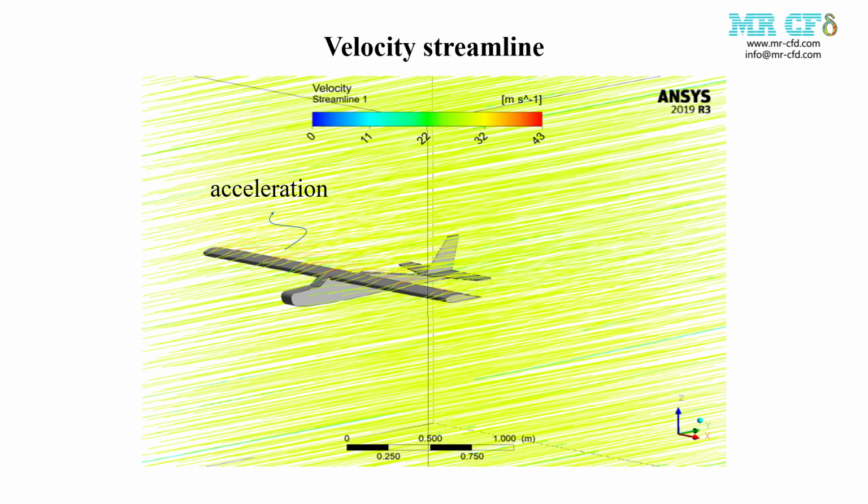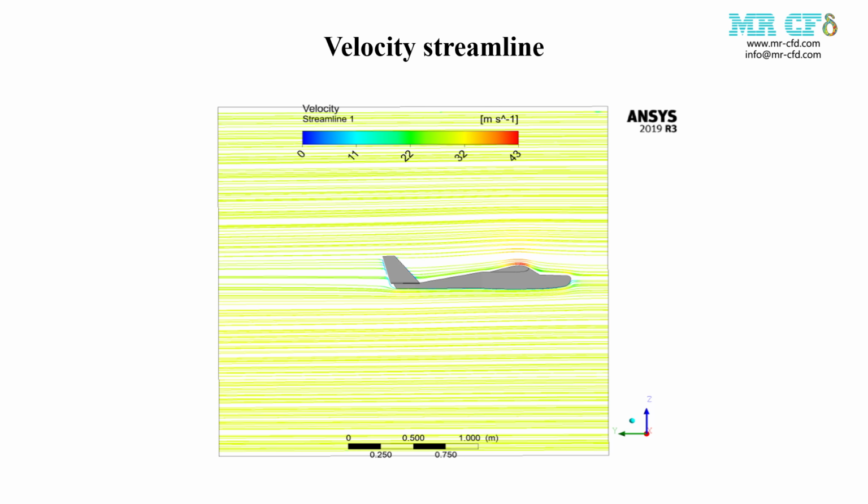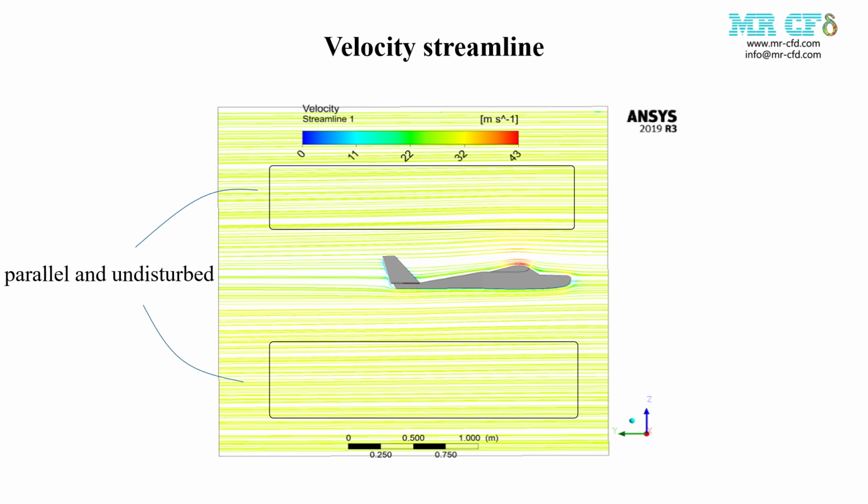particularly over the wings. Speaking of flow acceleration, we can say the increase in maximum velocity from 30 to 43 meters per second over the wings is significant. This acceleration contributes to lift generation but may also increase drag. Also, the streamlines remain mostly parallel and undisturbed, far from the UAV, which is expected.